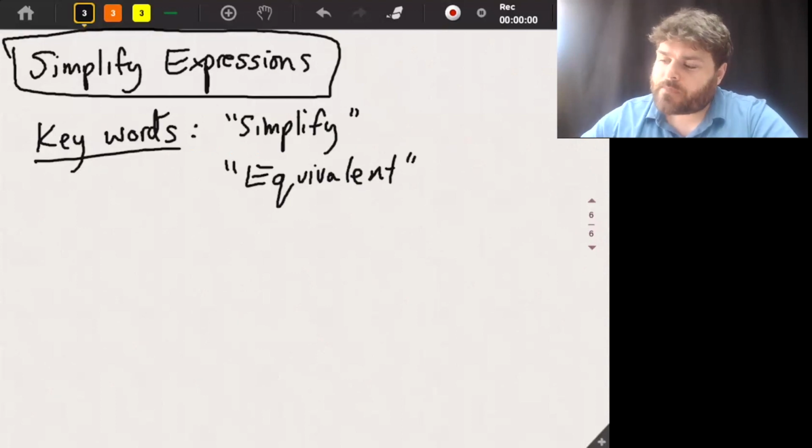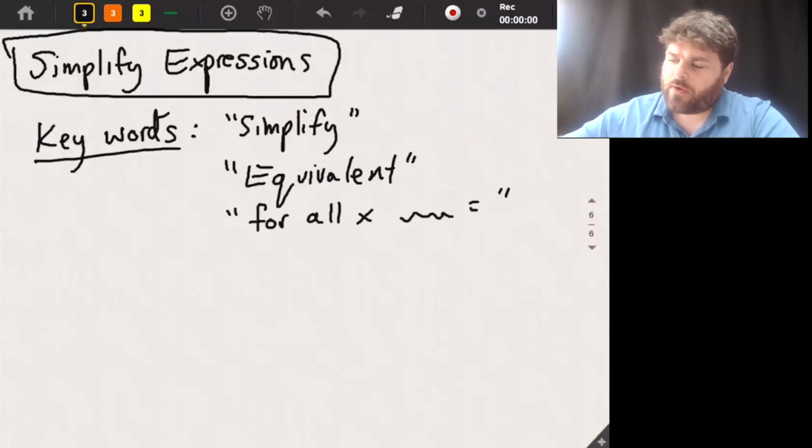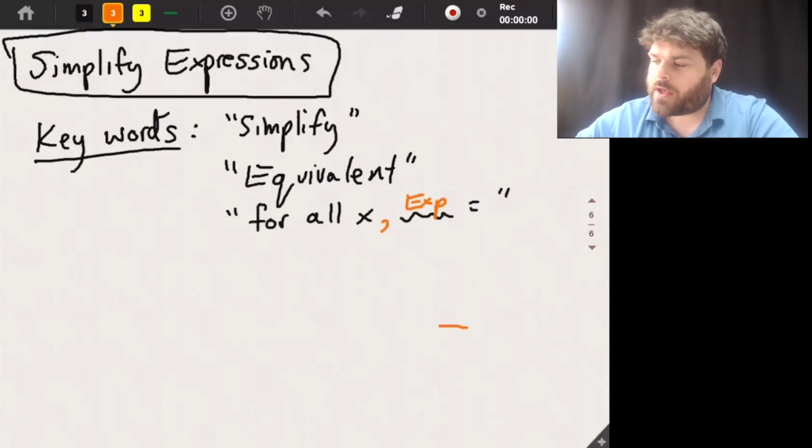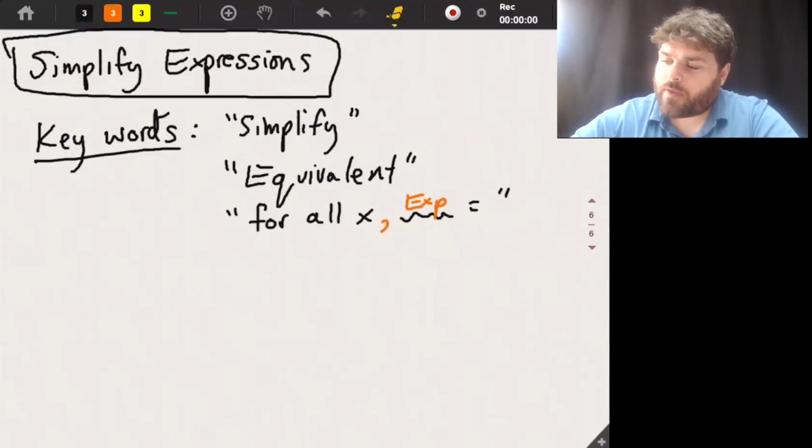All right. And then other things might be for all x, blah, blah, blah equals. Now this is going to be your expression right here. That's going to be your expression. It's going to say for all x, comma, this expression is equal to blank. And you're supposed to choose from the 5 choices which one of the following expressions is equal to the first one that they give.